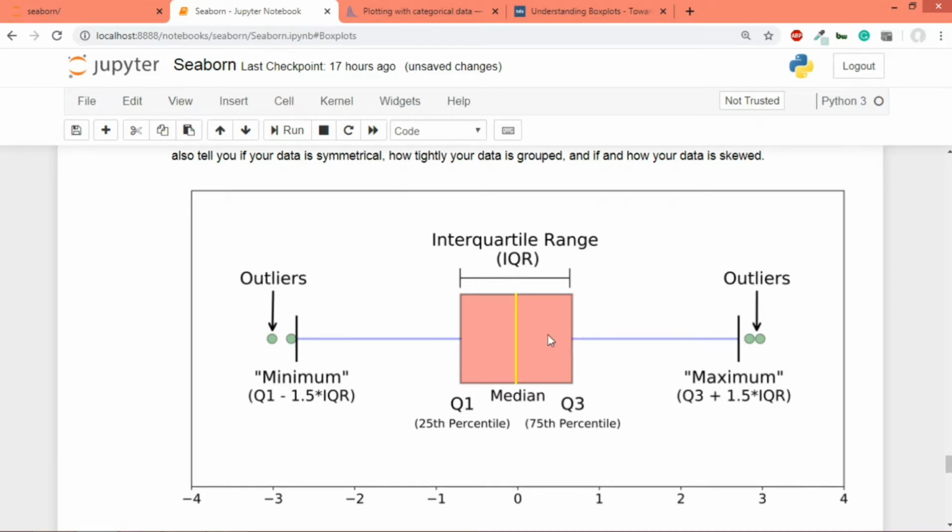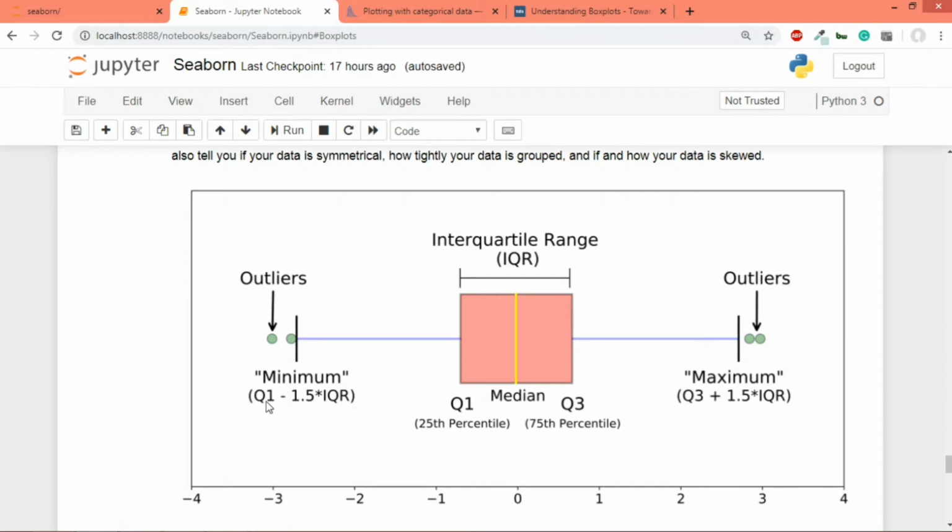This pink area is signifying the interquartile range, which is nothing but the difference between the 75th percentile minus the 25th percentile. This yellow line is the median value. In the box plot, you call these blue lines whiskers because they resemble a cat's whisker. What about these green values? They are known as outliers, or they are considered to be outliers, which are having values much less than the minimum value or much higher than the maximum value.